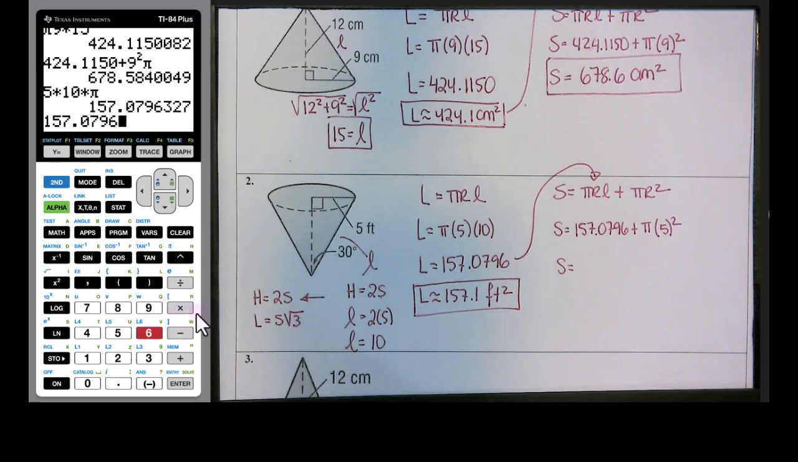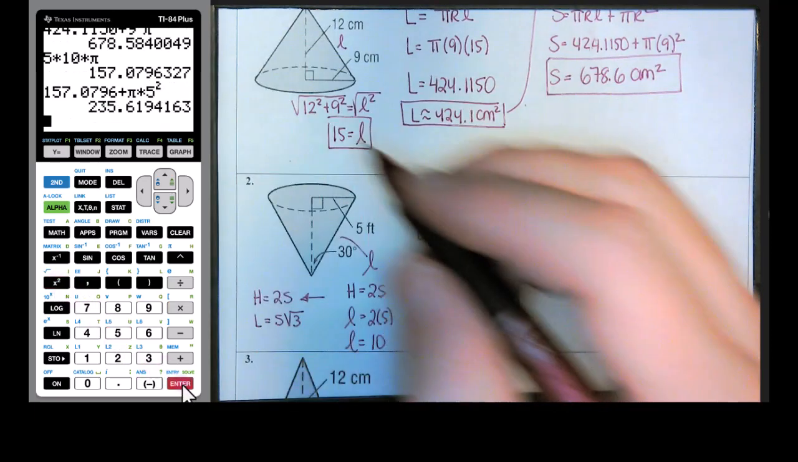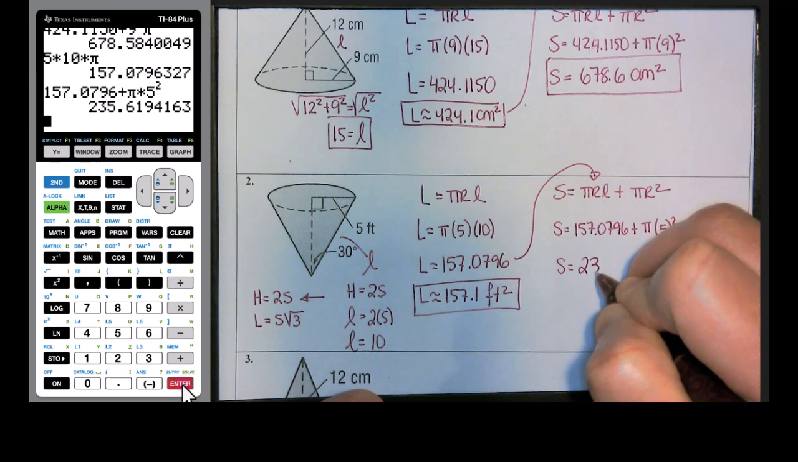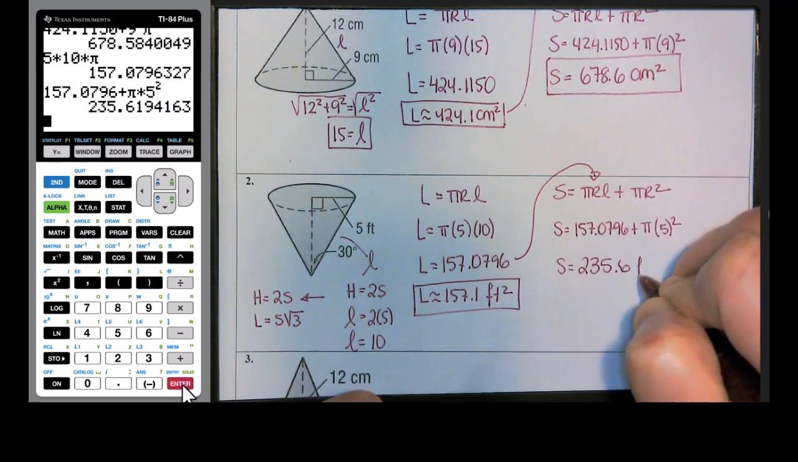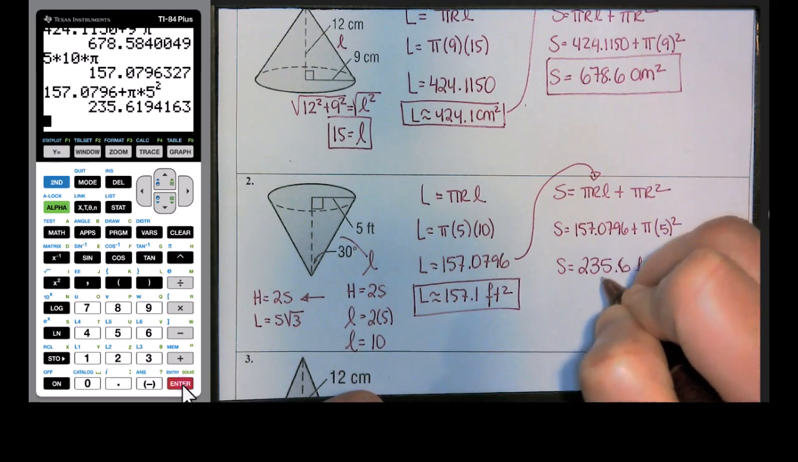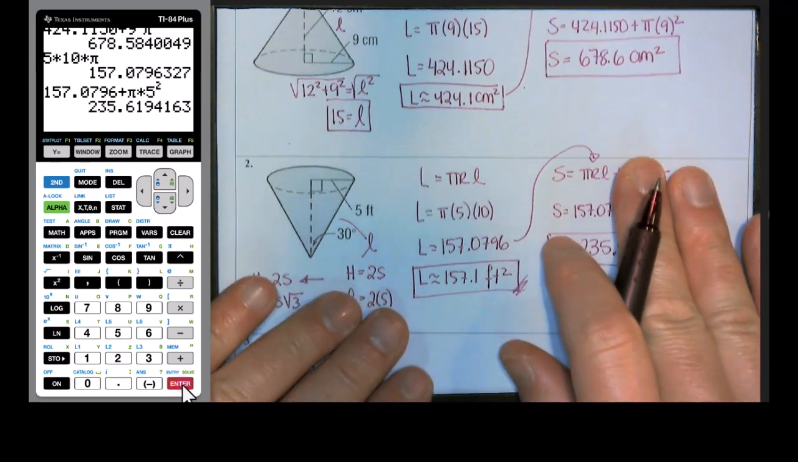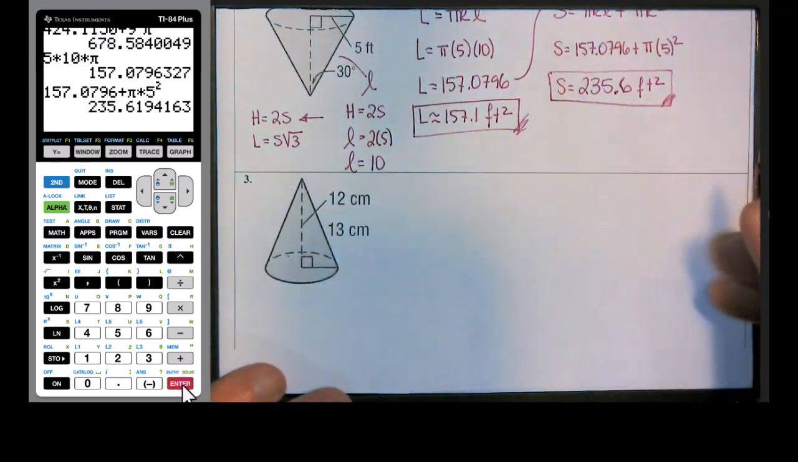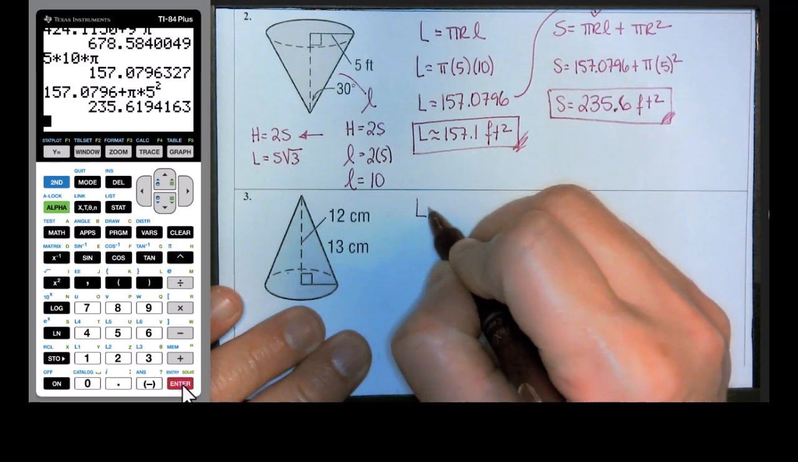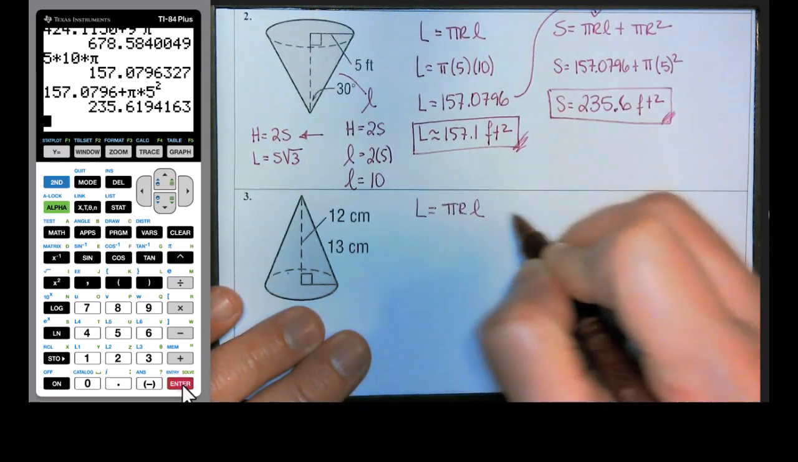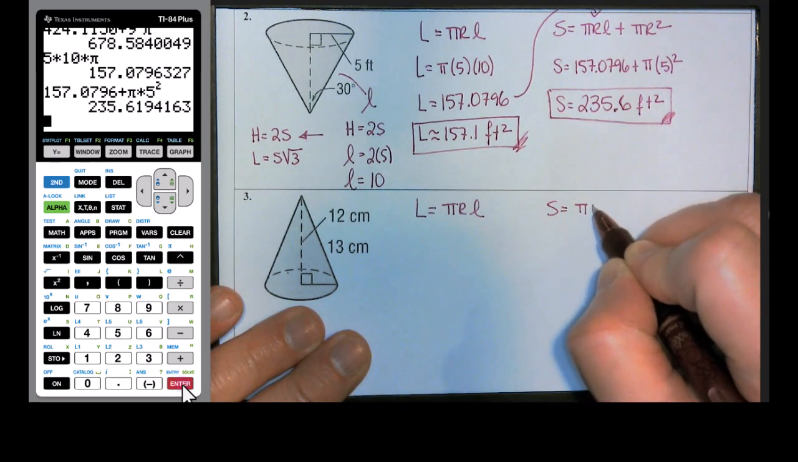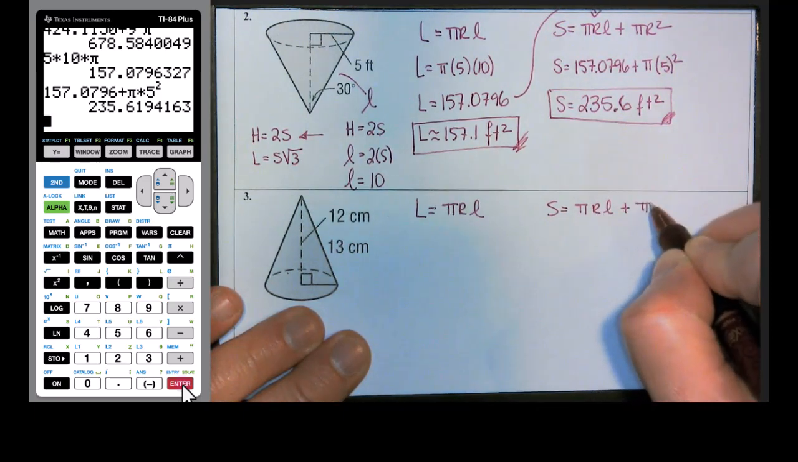157.0796 plus pi times 5 squared. Press enter, we get 235.6 feet squared. And there we go. We got the surface area and the lateral area of this cone. All right, let's do our last example here. Again, the key is always write down the formula. That way you plug in every number that is necessary to solve it.